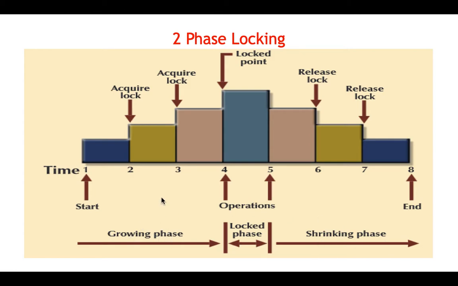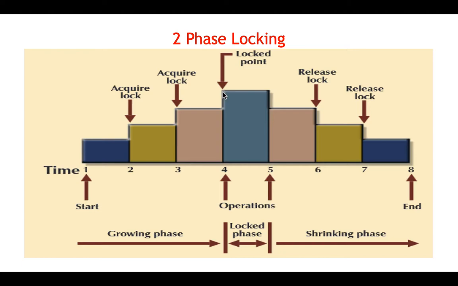In the growing phase we lock all the objects that are required to complete our transaction. As you can see in the figure, the time starts and we keep on acquiring each lock one by one. Say if we require 3 objects, we acquire the lock for the first object, then the second, and if there are n objects required in the transaction, we acquire locks over all of them. Acquiring a lock means no other transaction would be able to read or write that item. Once we acquire all the required locks, we reach the lock point.